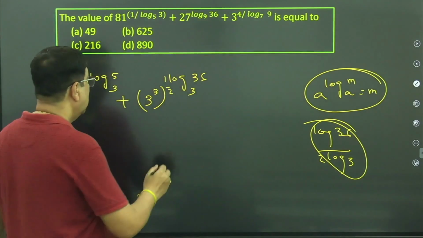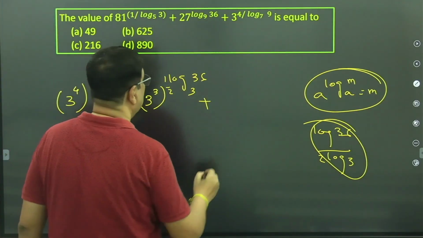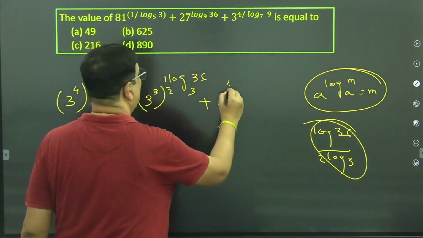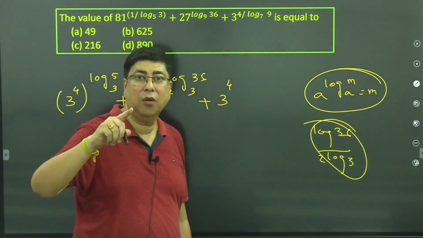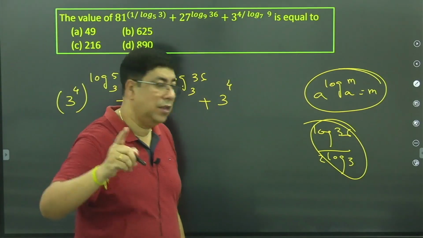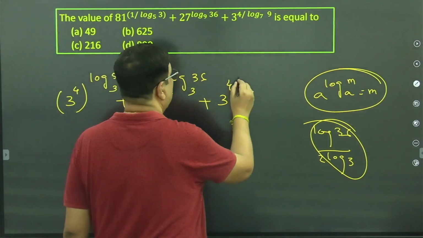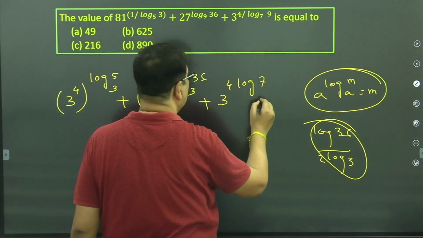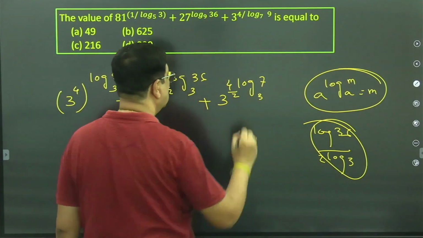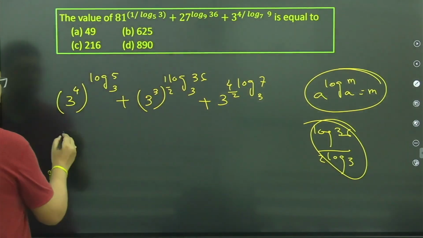So here it is. And lastly, 3 to the power 4. So log 9 base 7, we can take it as 1 by log 7 base 9. Therefore, we can write 1 by log 7 base 9. 9 means 3 square. Once again, this 2 is coming out. So let us simplify here.